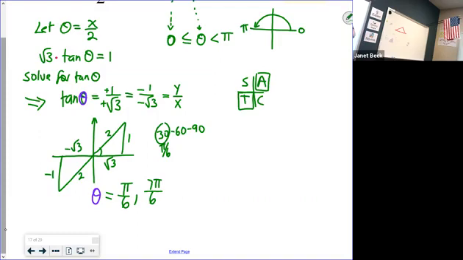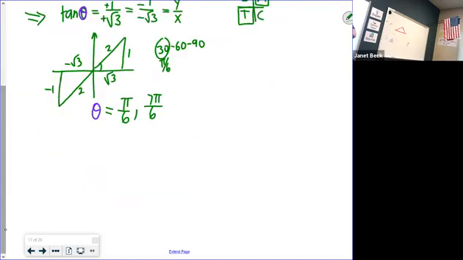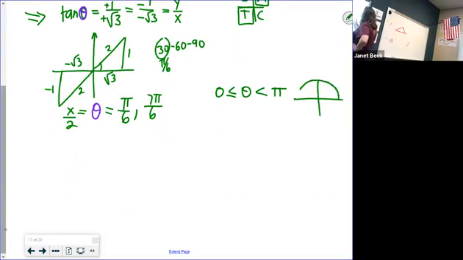And I don't want to solve for theta. I want to solve for x. So what's the relationship between theta and x? Theta, that was the substitution, we said was x over 2. And what did we say about theta? When I was solving for theta, I was only looking in the top half. So I don't need that one. I don't need anything from quadrant 3 or 4.